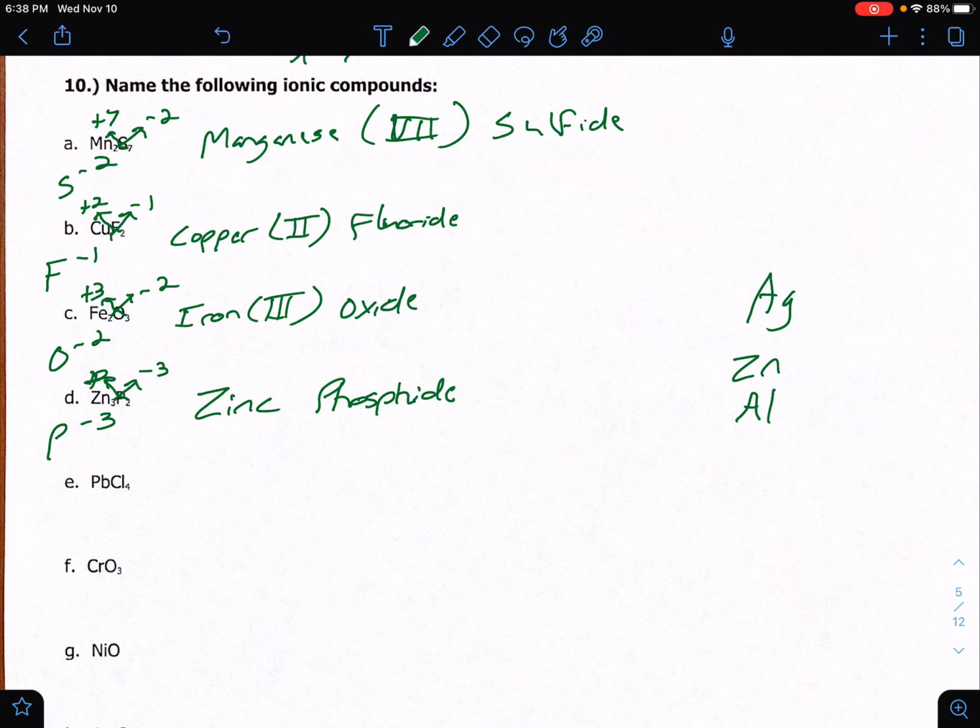Okay, E is PbCl4. So I'm going to do my crisscross. So I'm going to take this imaginary 1 on the Pb and take it up to chlorine. So chlorine would be a -1. And see, does that match on the periodic table? Yes, it does. So that means I can take this 4 up here to lead. So that would be a +4. And so this would be lead 4, so IV, chloride.